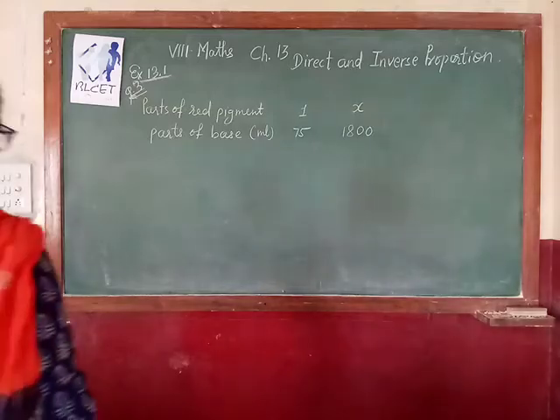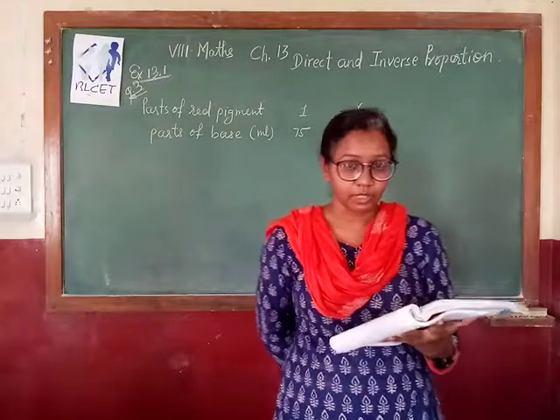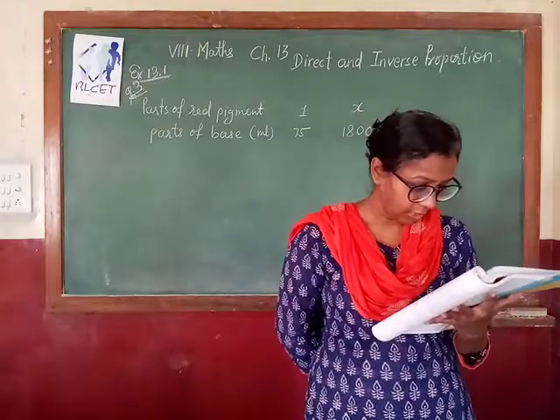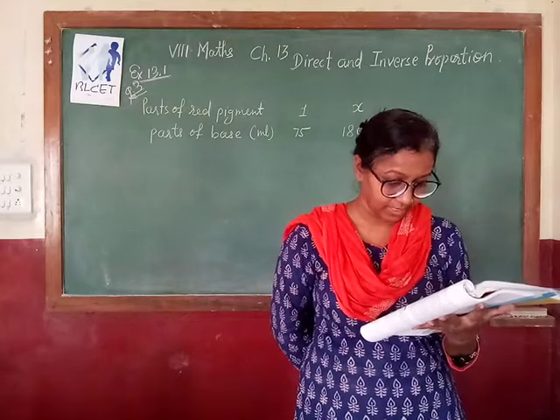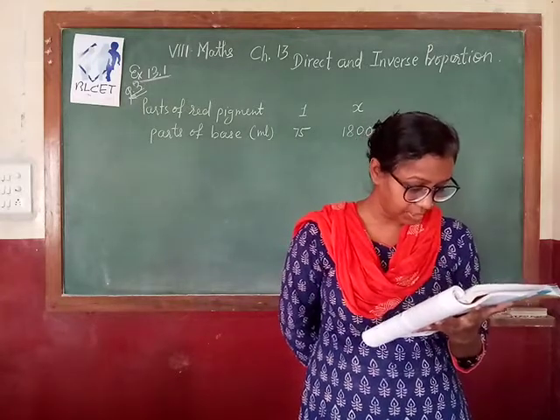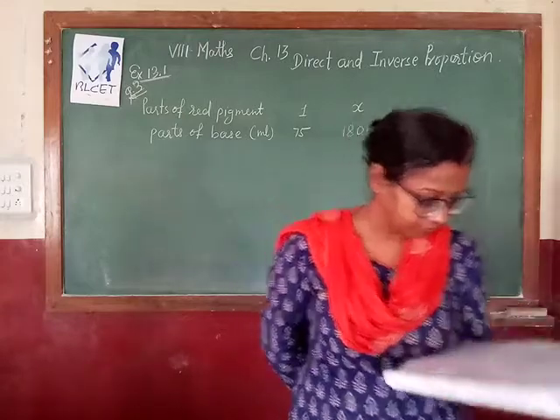Move on to the third question. See the third question. In question number 2 above, if one part of a red pigment requires 75 ml of base, then how much red pigment should be mixed with 1800 ml of base?